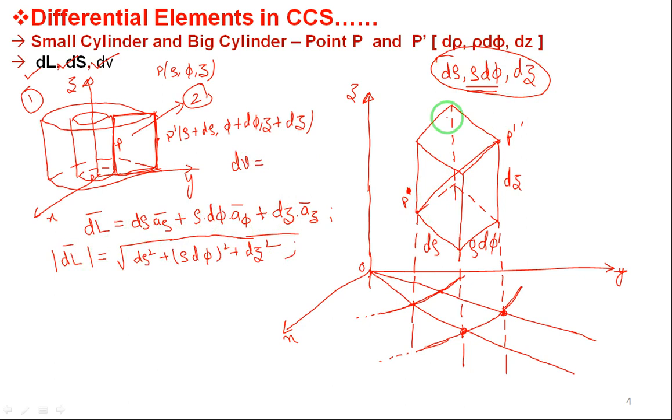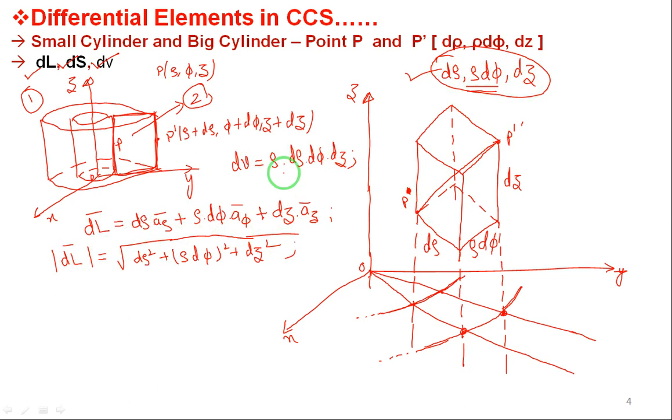So we know the three sides: d rho, rho into d phi, dz. Just multiply length into breadth into height, so that will give you volume. So d rho into d phi into dz. First I will write rho, then I will multiply d rho d phi dz.